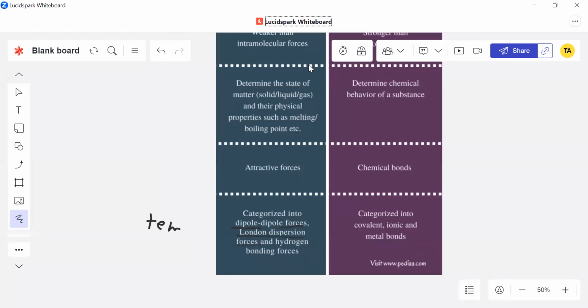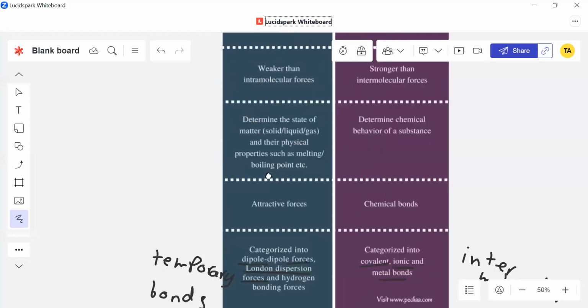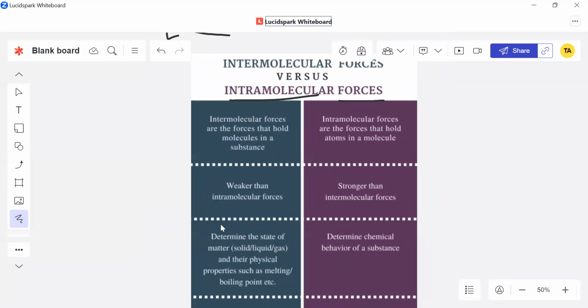So temporary bonds are called intramolecular forces, and the bonds that are permanent, like covalent, ionic, metallic bond, that are called intermolecular. So covalent, ionic, metallic bonding, all of this is intermolecular, and the temporary bonding is called intramolecular. So you need to know the differences between inter and intramolecular forces.